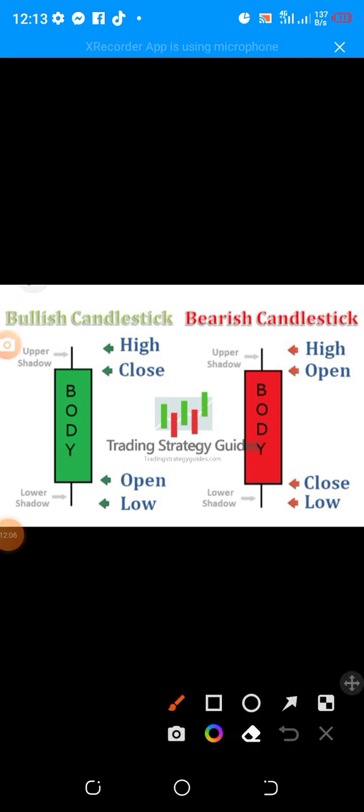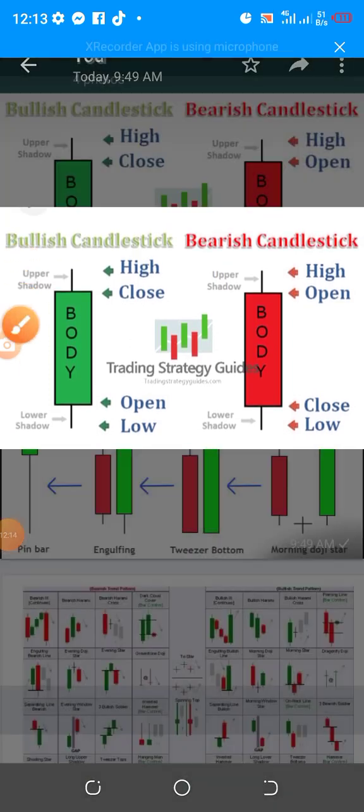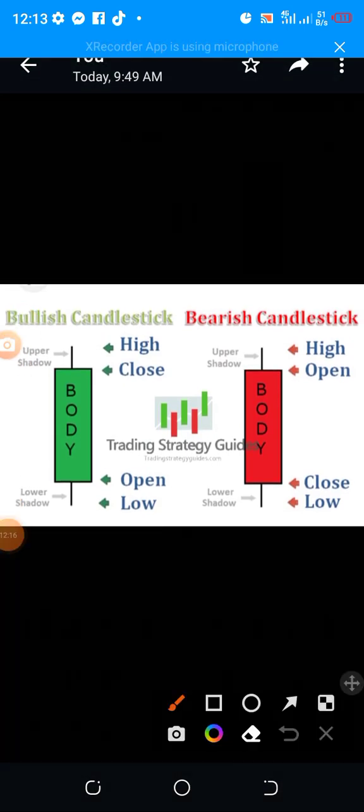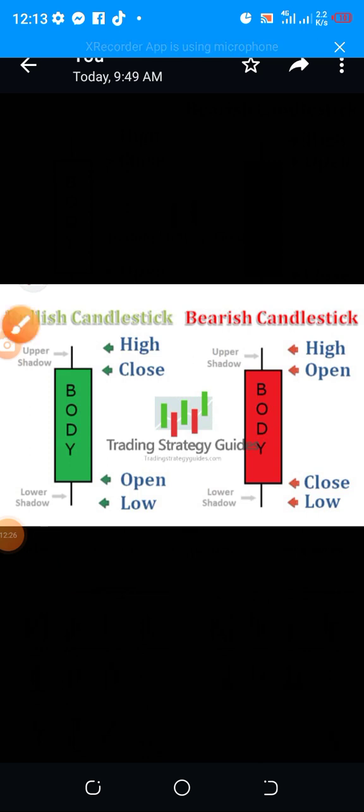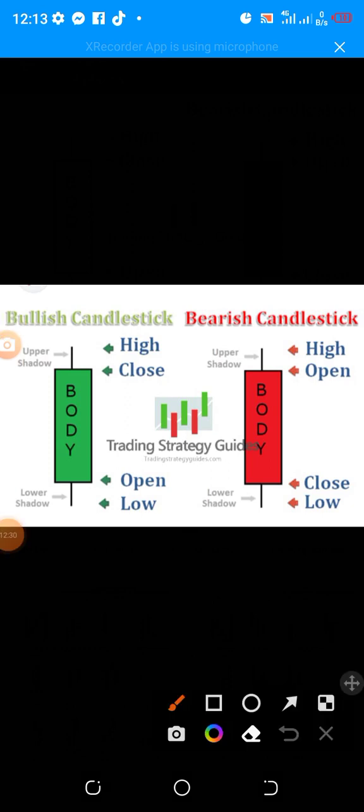I hope this was very useful to you. This is the bearish candle. This is the bullish candlestick. So that is how candlesticks are formed. The candle must have a body. The candle must have an open.